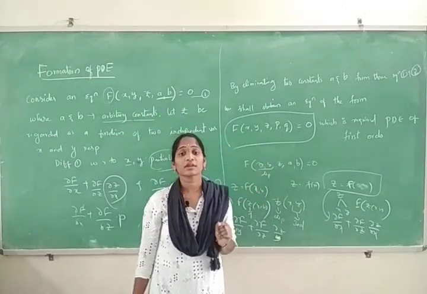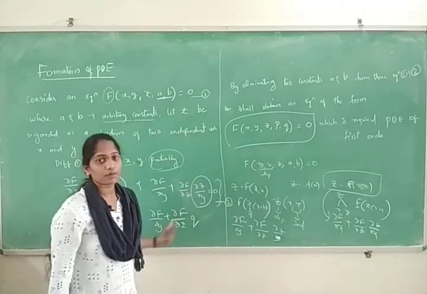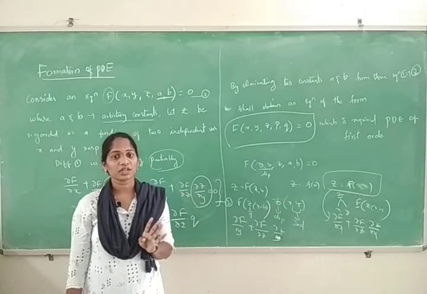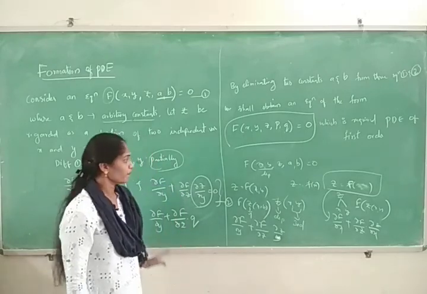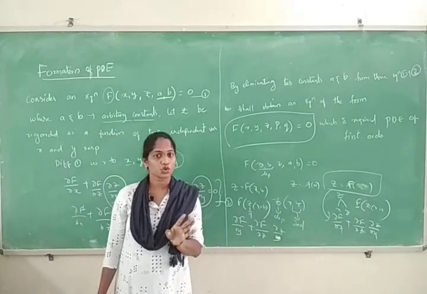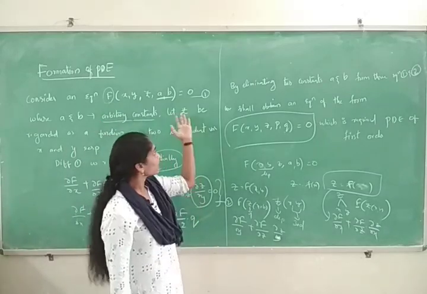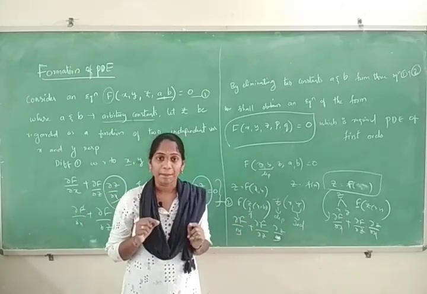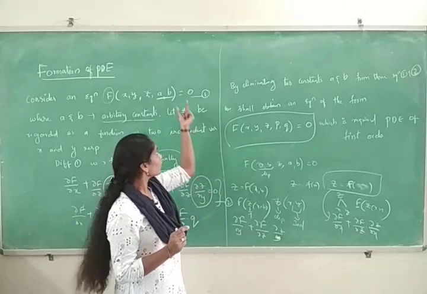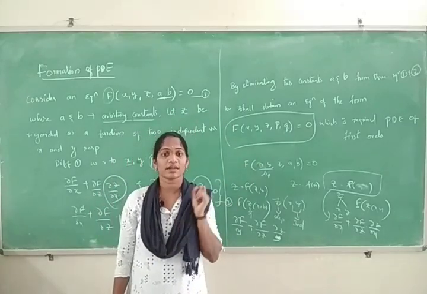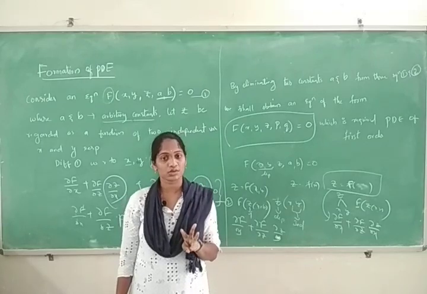You have to remember the notations: what is p, what is q, what is r, what is s and what is t. These notations are very important for you. So in this formation you will arrive at three situations. You are given some arbitrary constants and you have to eliminate them. That is the point. Whenever arbitrary constants are there, three situations may arise.